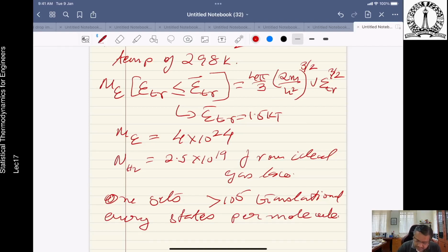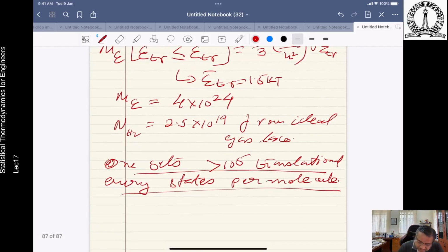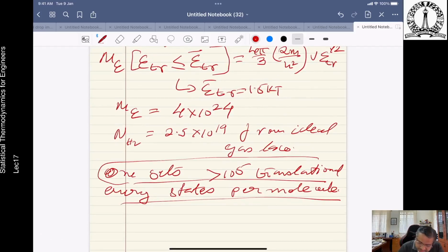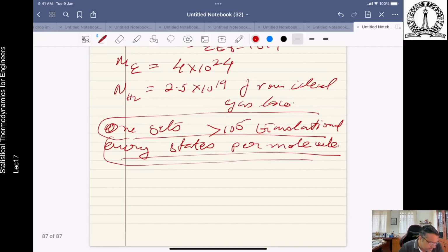Per molecule. This is outrageous, right? So that is the number of translational states that you are going to get. It essentially almost guarantees that any gas will satisfy the dilute limit. There are so many translational states that are available.